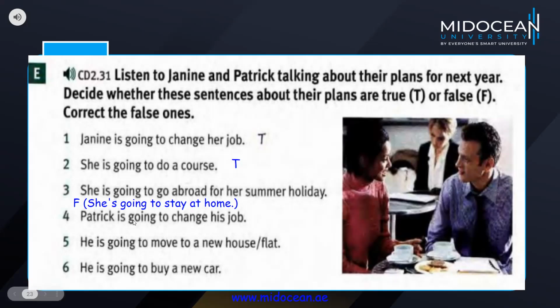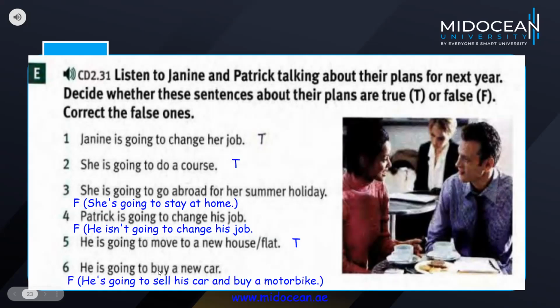Well, I'm not going to change my job, but I am going to move to a new flat. Move to a new flat? Yes, I'm fed up with all the commuting. Most days it takes me nearly 2 hours to get to work, so I'm going to move somewhere nearer to work. Sounds like a good idea. Any other plans? I need to get fitter, so I'm going to do more sport. And I'm going to sell my car and buy a motorbike. I've always wanted a motorbike.